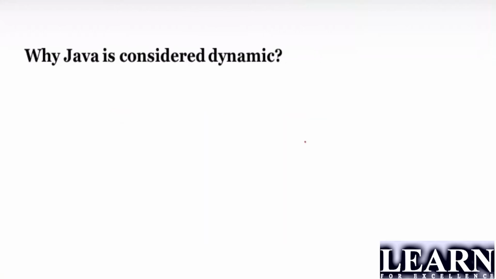Why is Java considered dynamic? Because it can be used on any platform. We can say that Java is dynamic, or I can say it is designed to adapt to an evolving environment, because whatever the processor or whatever the architecture you take, it will adapt to those things. That is why we can say it is a dynamic one. That's a very simple thing.